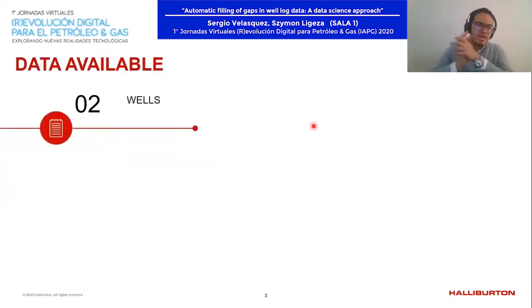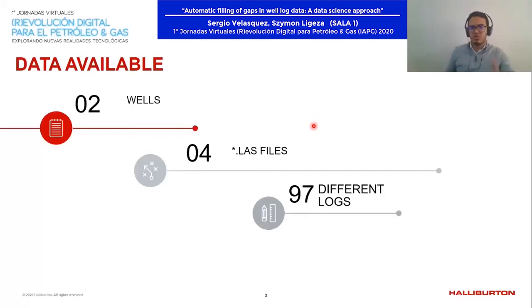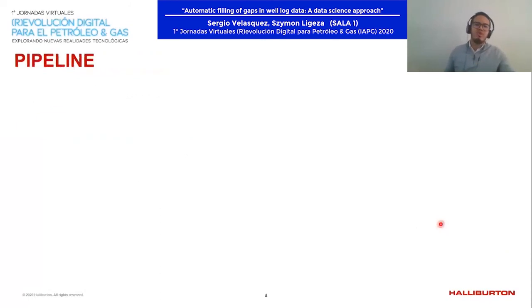In this case, the data available was 2 wells. We had 4 LAS files, and we had 97 different logs and also 34 common logs. Why is it important? The common logs are very important because we need to focus on those logs that exist in all the LAS files. Okay, so this is the data that we have, and what was the pipeline?